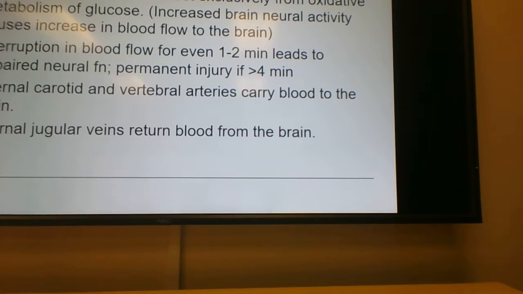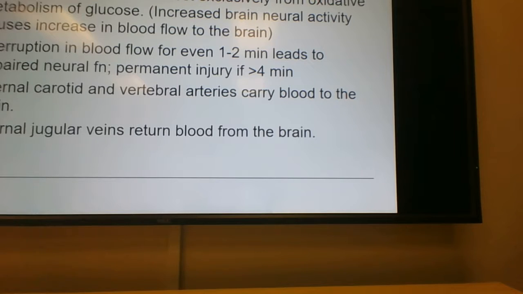When the activity of neurons and neuroglia increases in a particular region of the brain, the blood flow to that area will also increase. That's true in any region of the brain.